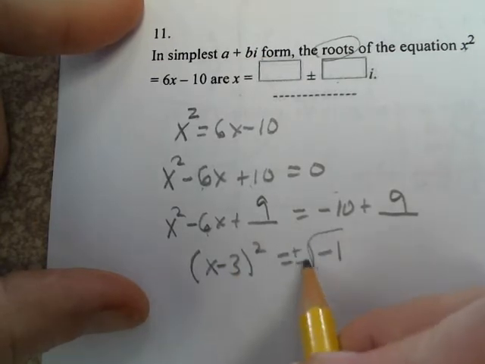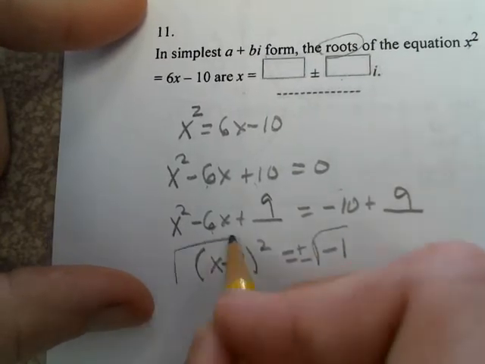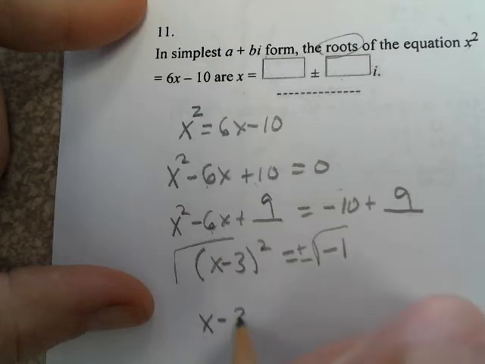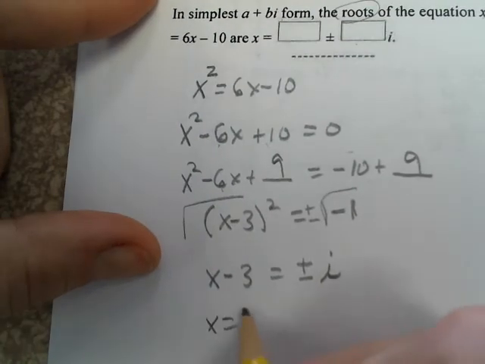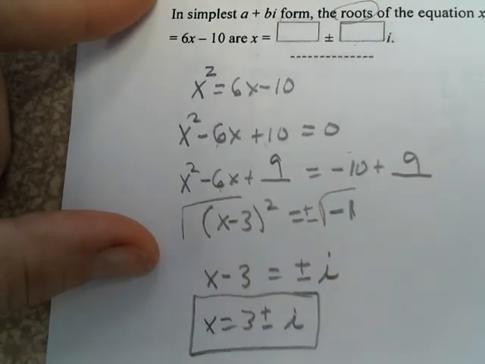Take the plus or minus square root of both sides, and you get x minus 3 equals plus or minus the square root of negative 1, which is i. And then you're going to add 3 to both sides, so x is equal to 3 plus or minus i would be your answer to number 11.